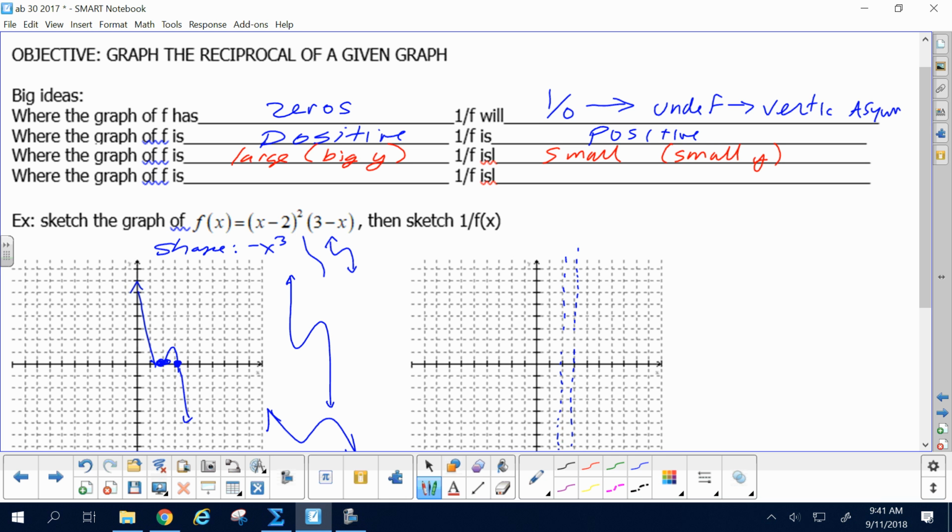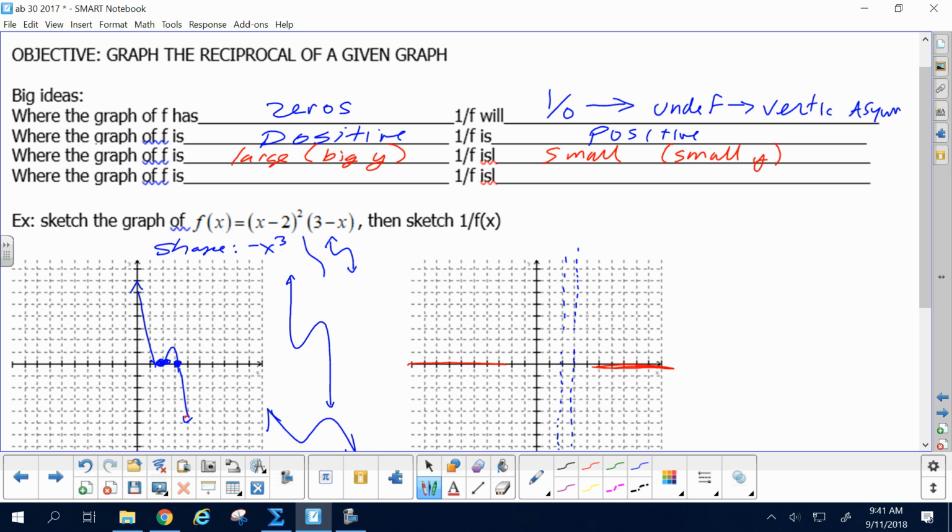Small y's are in here, yeah? So it'll be close to the axis there, but above. And over here, these are big negative y's, and so over here, they'll be small negative y's. Cool?